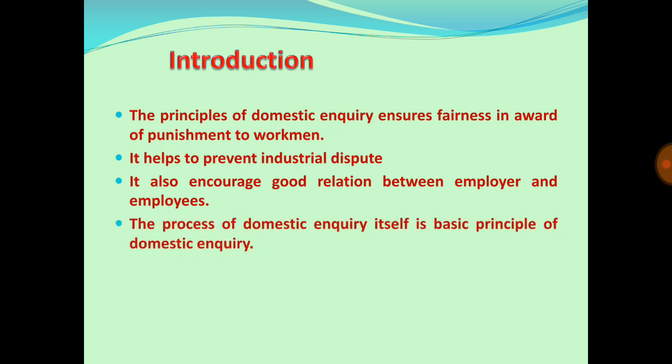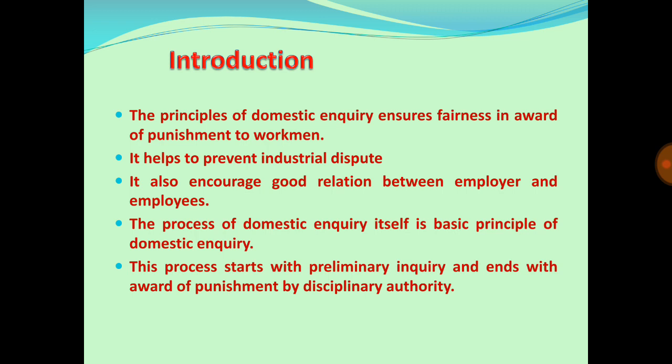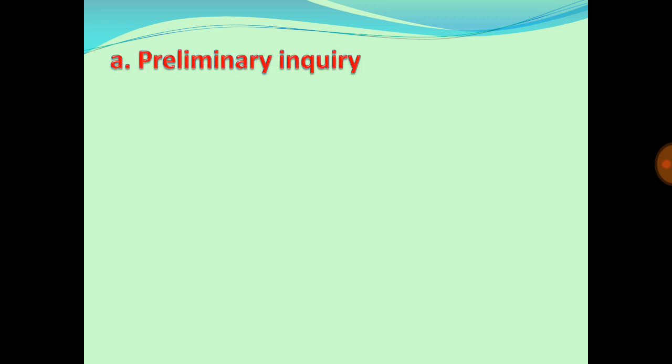Therefore the process of domestic inquiry itself is a basic principle, and it must be followed while inquiring into misconduct as well as in punishment of workmen. The process starts with the preliminary inquiry and it ends with the award of punishment by the disciplinary authority. So let me discuss the different steps that are followed in the process of domestic inquiry. This inquiry starts with a preliminary inquiry.